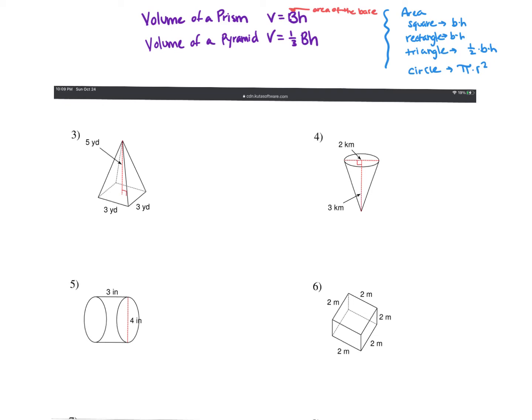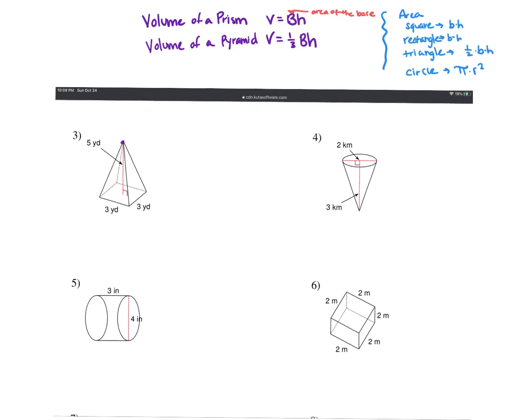So in number 3, before I even start, is this a pyramid or a prism? Well, it comes up to 1 point, so I know that that's going to be a pyramid. So my formula that I'm starting with is V equals 1/3 area of the base times the height. Remember, the capital B means area of the base. So first I need to know what shape the base is. When I'm looking at this bottom piece, I see that that is a rectangle.